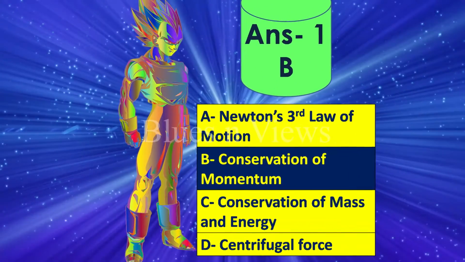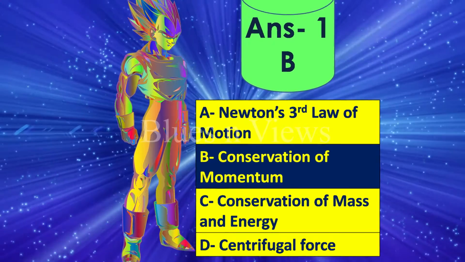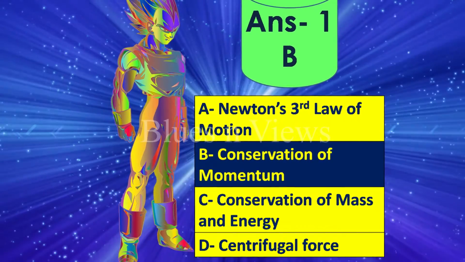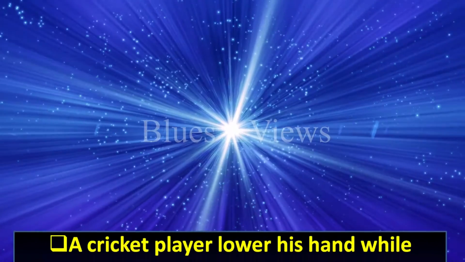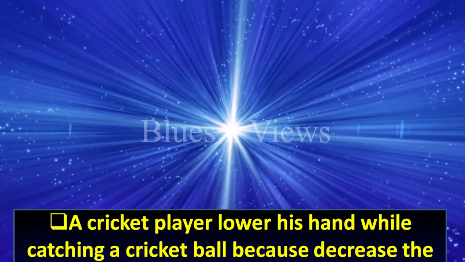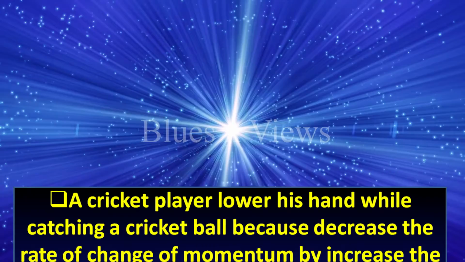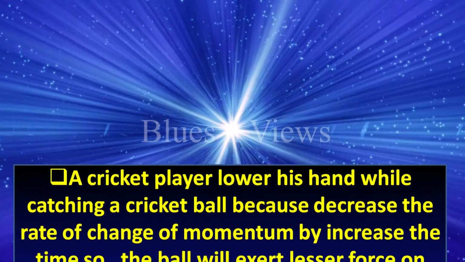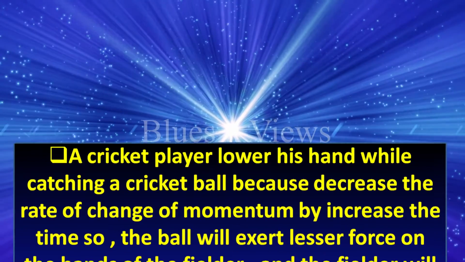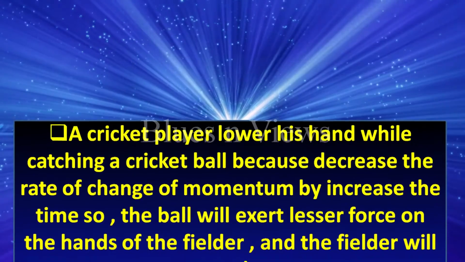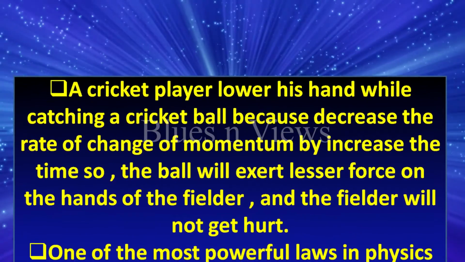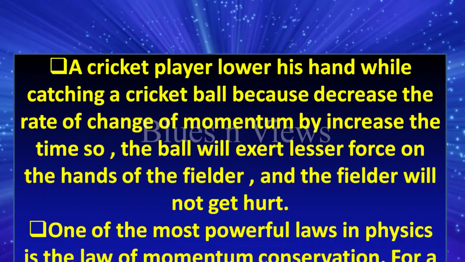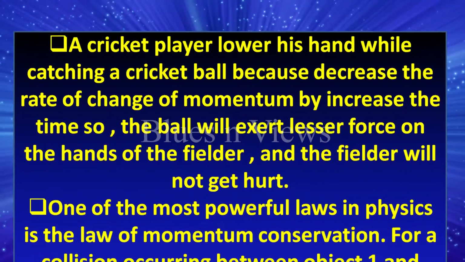Answer 1 is B. Conservation of momentum. A cricket player lowers his hand while catching a cricket ball to decrease the rate of change of momentum by increasing the time, so the ball will exert lesser force on the hands of the fielder, and the fielder will not get hurt. One of the most powerful laws in physics is the law of momentum conservation.